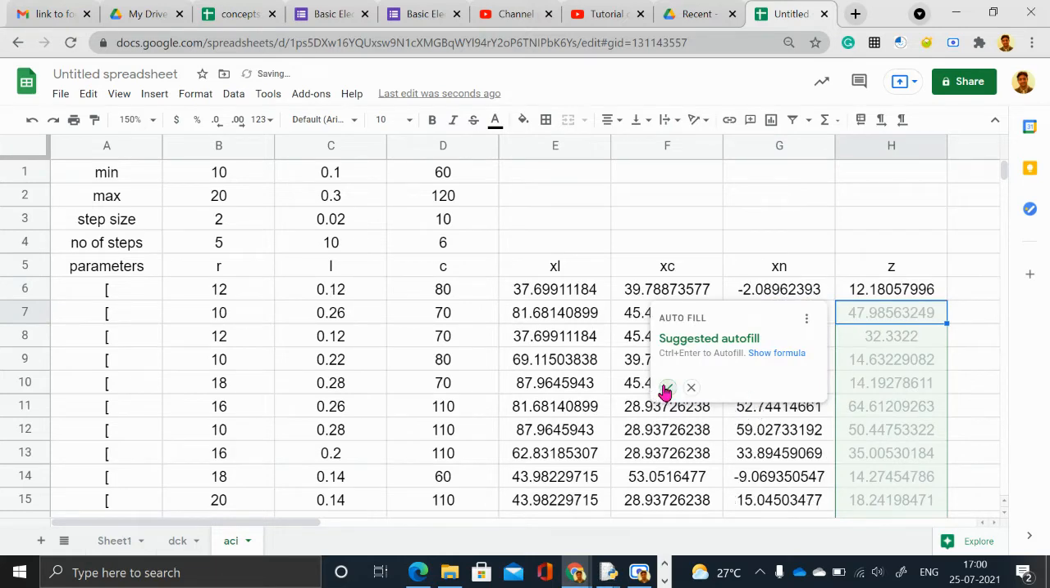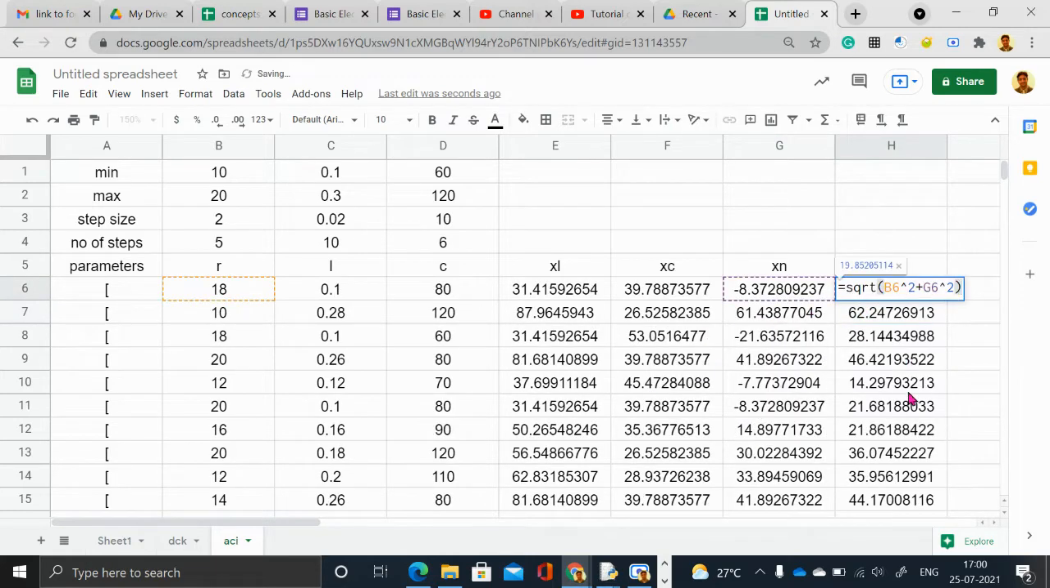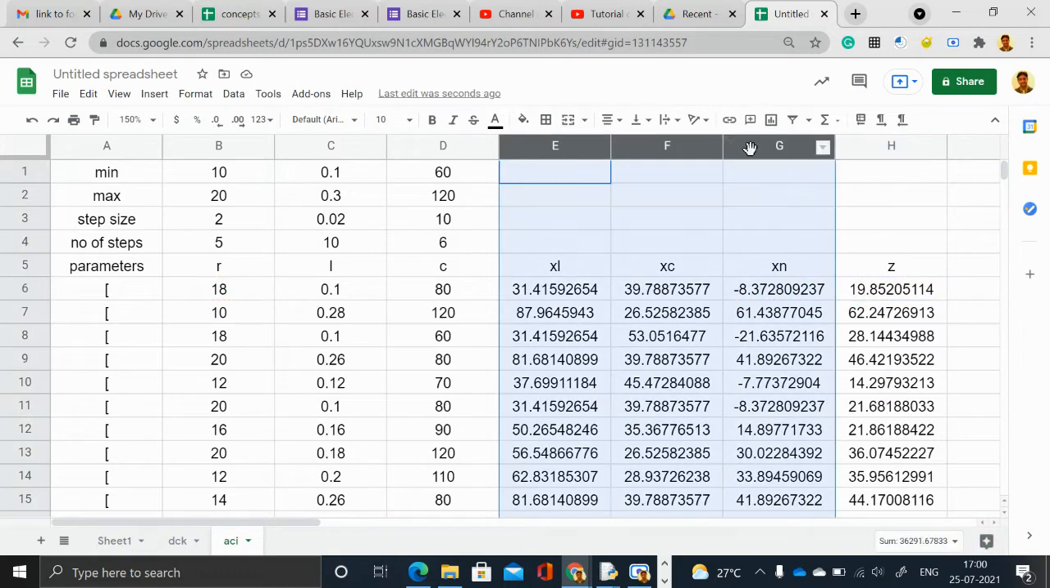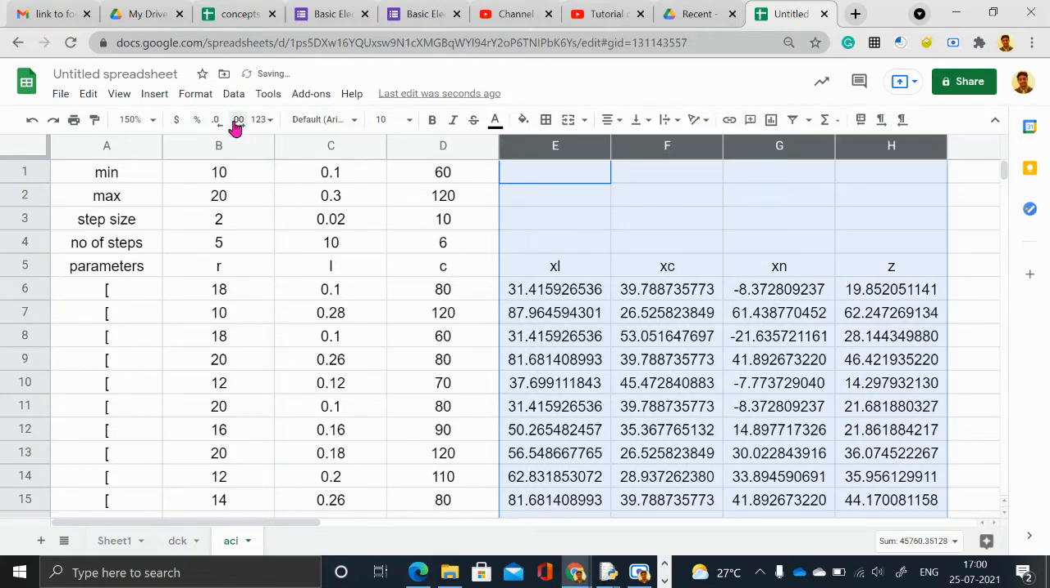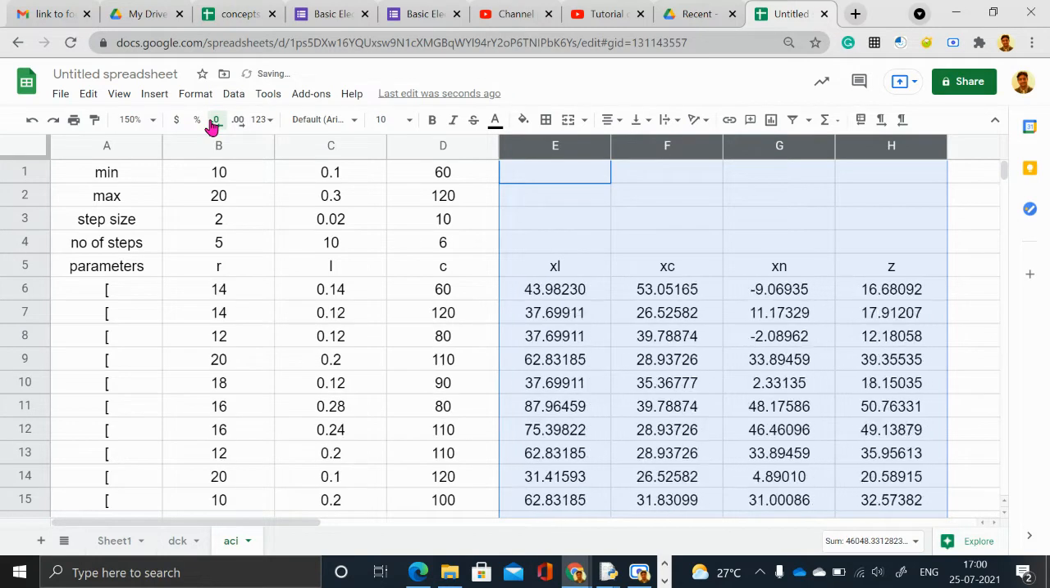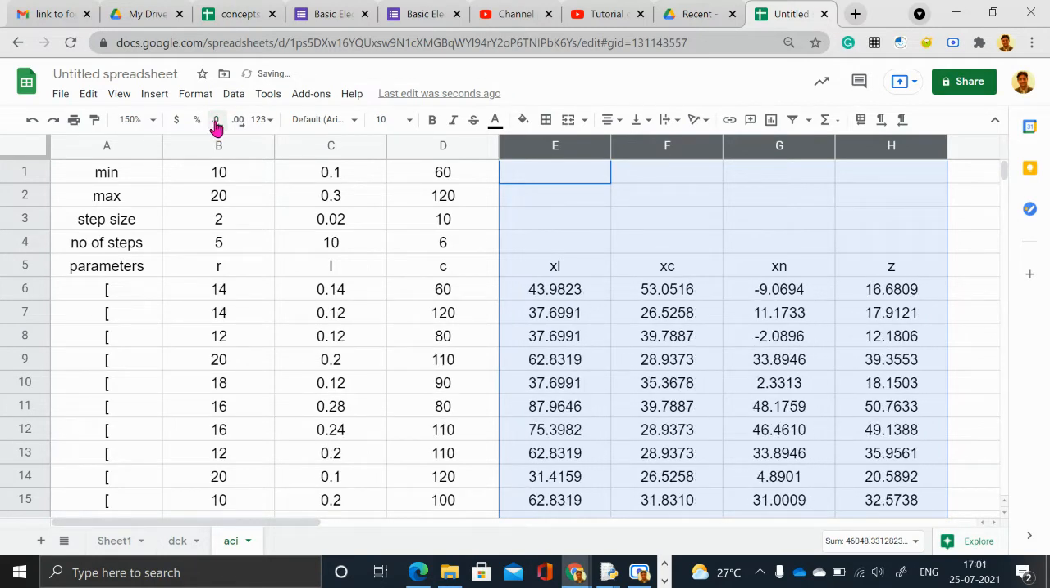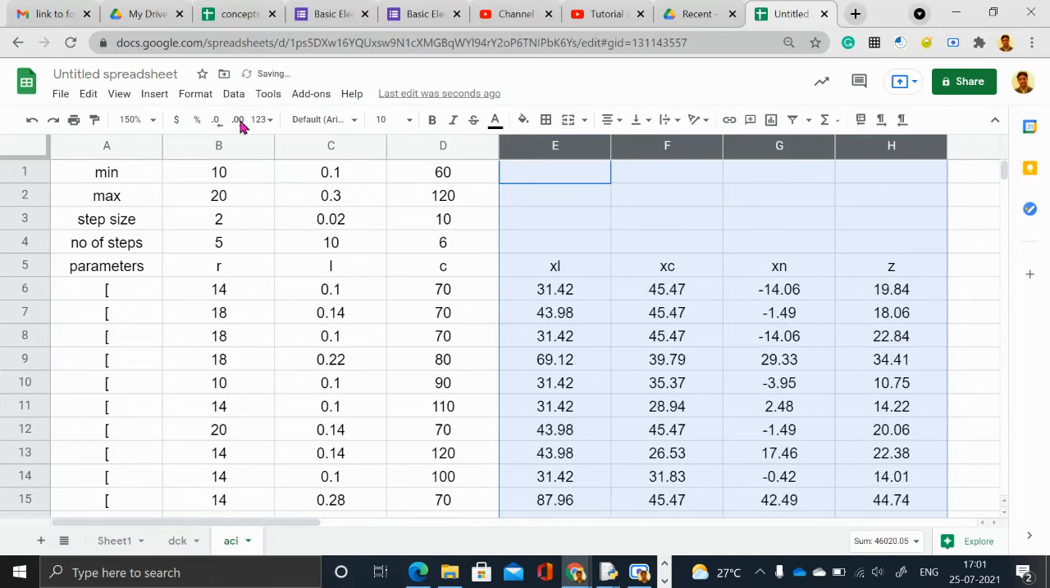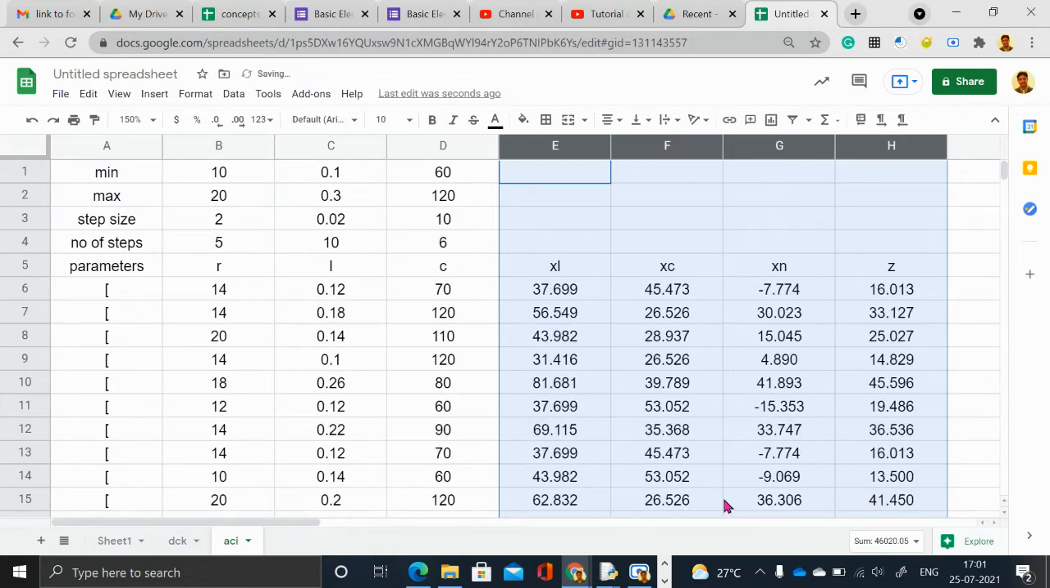So this will be the effective impedance. Let me just verify whether I am correct. Okay, so this is the impedance. By the way, I'll adjust the number of decimals. Let's go with 3 decimal places. Okay, it is just processing. All right, now I have the Z value also.